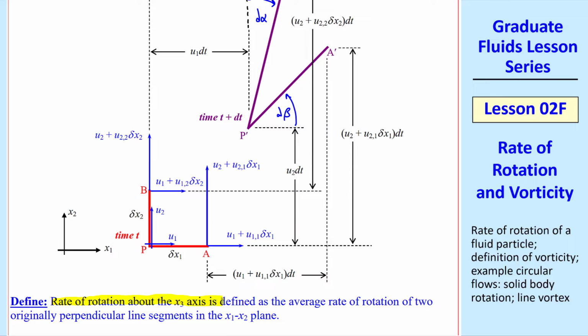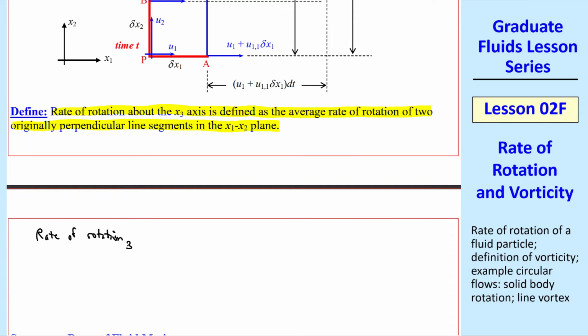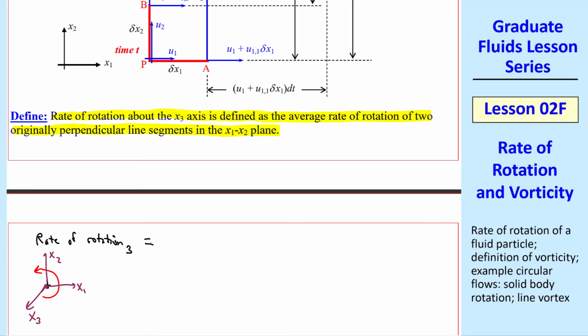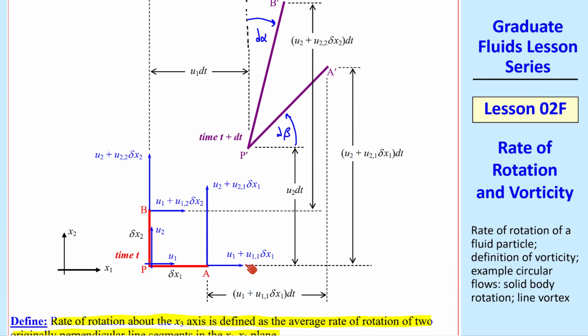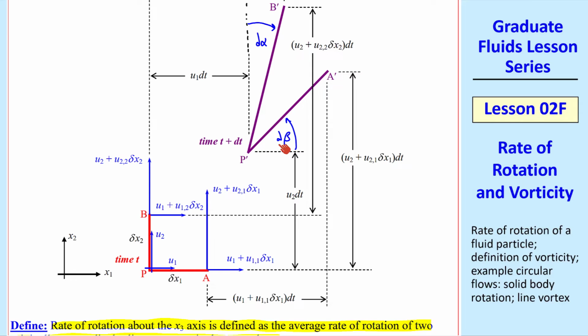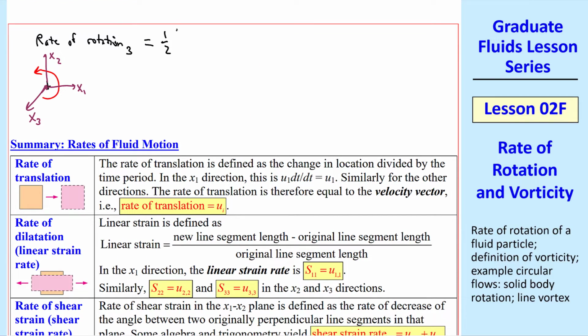Rate of rotation about the x3 axis is defined as the average rate of rotation of two originally perpendicular line segments in the x1, x2 plane. Well, that's exactly what we have here, two initially perpendicular line segments, and so we simply averaged angles d beta and d alpha to get the rate of rotation. Mathematically, the rate of rotation about the 3 axis, in other words, mathematically positive or counterclockwise, about the x3 axis, ends up being the average of the rate of change of d alpha and d beta. However, since d alpha is negative, we write 1/2 d beta dt minus d alpha dt.